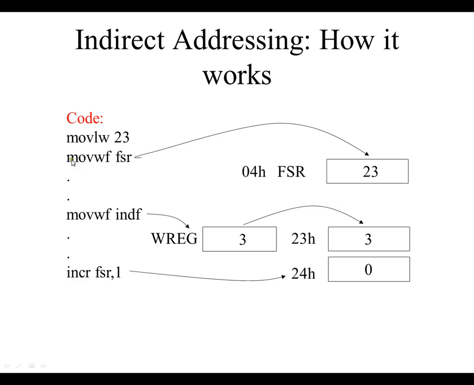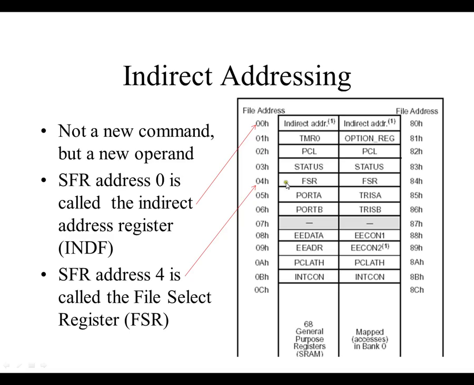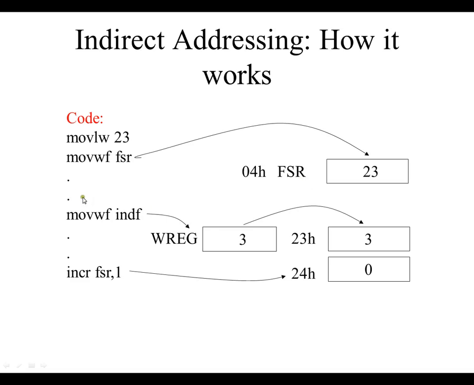And then move W to F to the file select register. So what we're doing to set up this indirect addressing is moving 23 into the file select register, which remember was location 4. If you look at this table, we're moving 23 into this position, the file select register. Now then you have some more code, and then you have move WF INDF. So whatever is in the W register, let's say there's the value of 3 in the W register, this command will take whatever's in the W register and move it into the location that's pointed to, the address pointed to, by the file select register.